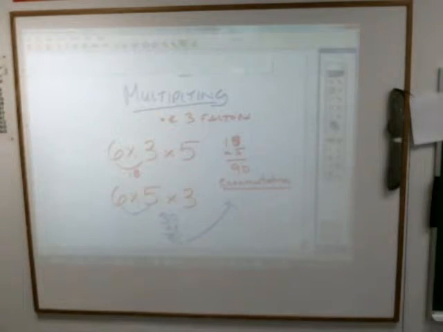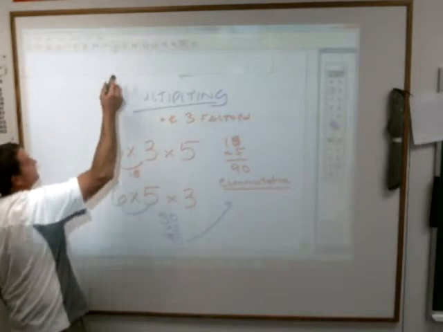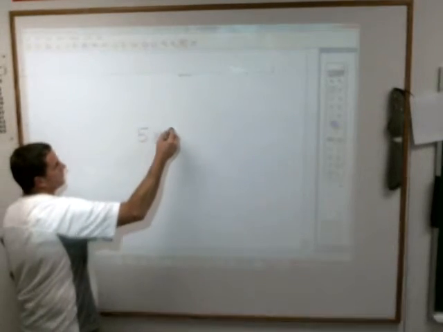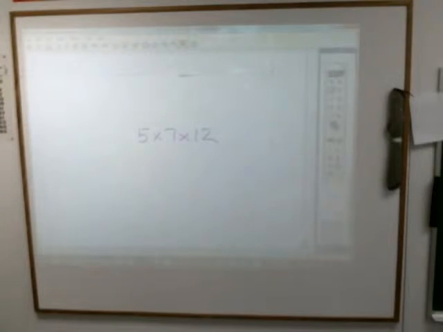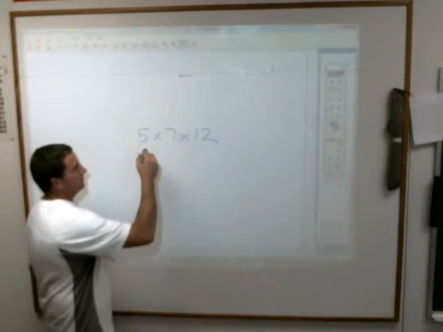What about this one? 5 times 7 times 12. Which 2 would you probably want to multiply first? And again, you got to think ahead and know a little bit there. Jillian? 5 times 5 times 7.